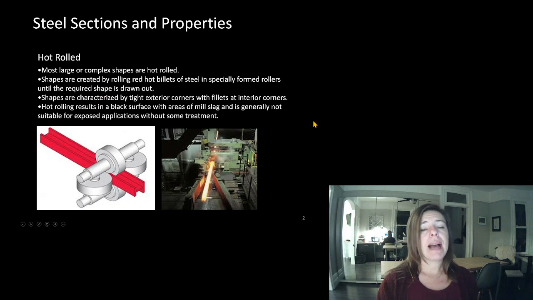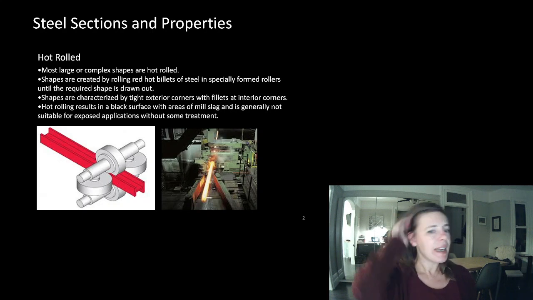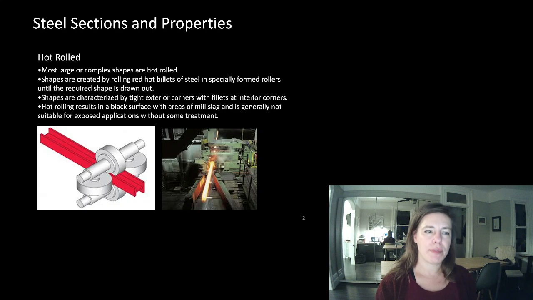They're usually kind of blackish in color. When they come out, they have some kind of slag left on them, which is a little bit of burnt off material almost. We usually don't like to just leave it exposed because it looks kind of dirty and it rusts really easy because of that slag, which means it usually needs to be treated.